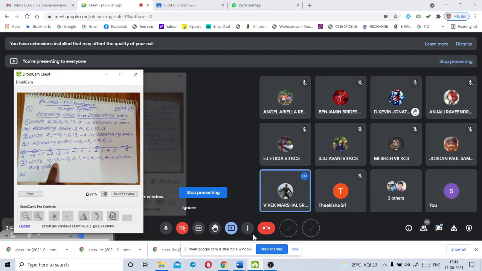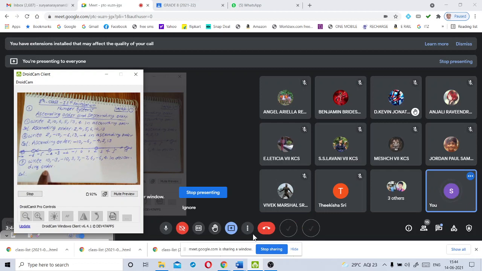Write 10, minus 3, minus 10, 3, 7, minus 7, 6, minus 6, 4 in descending order. Okay, in the descending order we have to write these numbers. What is meant by descending order of numbers, my dear Vivek? Big to small, sir. Yes, bigger number to smaller number.